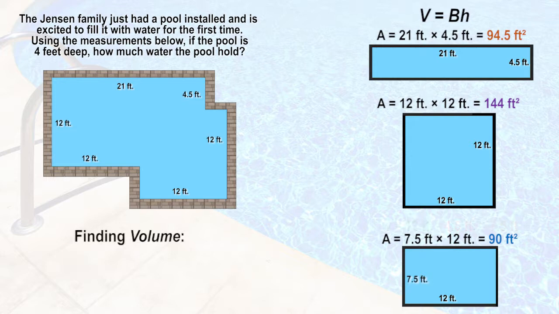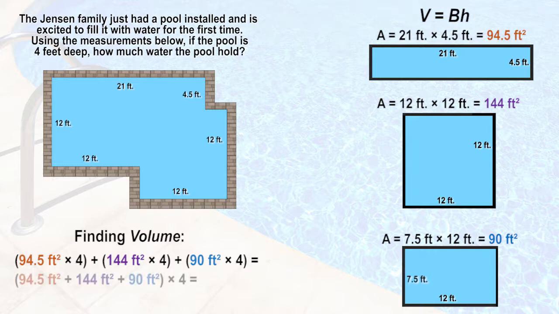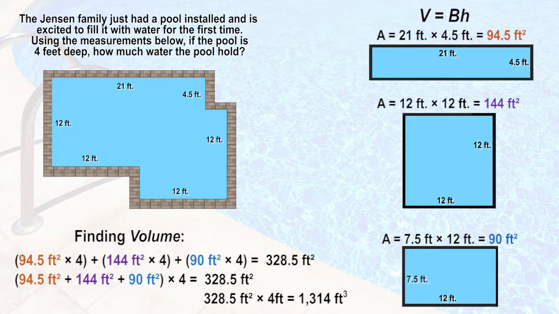In order to calculate the volume, each area can be multiplied by 4 and then added, or each area can be added and then the total can be multiplied by 4. Both methods are correct. Let's get a total area for the base of the pool first and then multiply by 4 feet. 94 5/10 plus 144 plus 90 equals 328 5/10 square feet. Now multiply the total area by 4 for a volume of 1,314 cubic feet of water is needed.